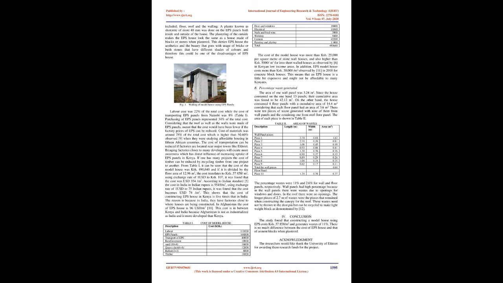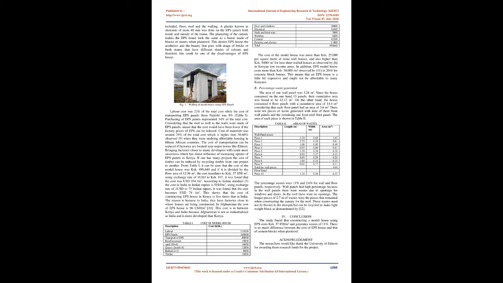3. Results and discussion. A. Cost of model house. Walling of the model house, Fig. 1, constituted 50% of the outer surface area of the building. The total surface area included floor, roof, and the walling.